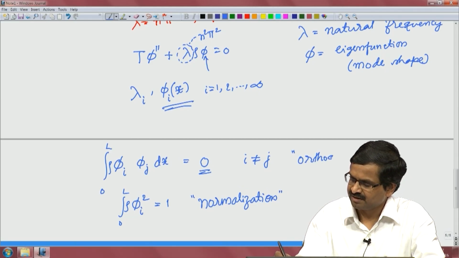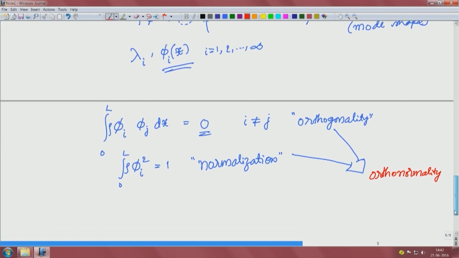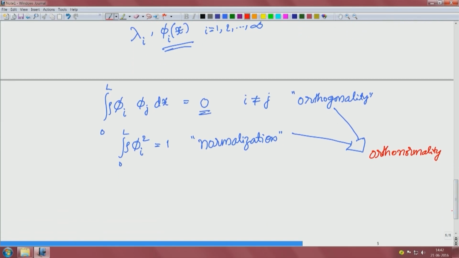When put together, it becomes orthonormal. So, when these two things are satisfied for these functions, we call it orthonormality. And you can also prove that these lambdas that we got will be only non-negative. That is, they will be either 0 or positive, they can never be negative.